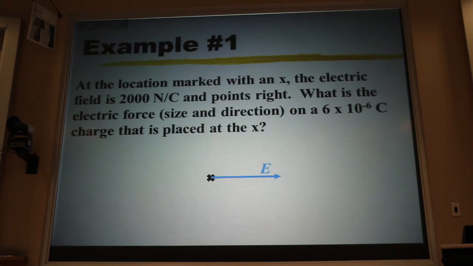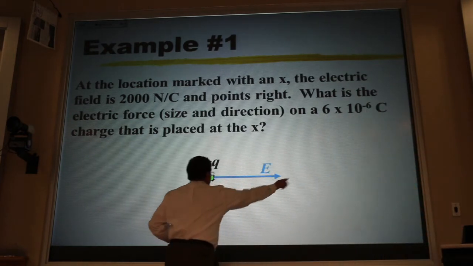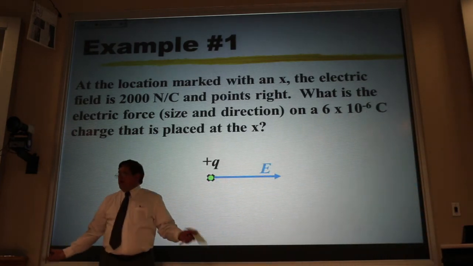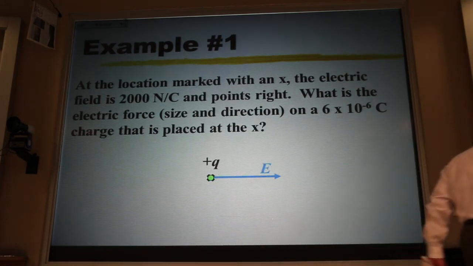What is the electric force, size and direction, on a 6 microcoulomb charge placed at the X? So I place that 6 microcoulombs there. It's positive 6 microcoulombs. What direction is the force going to act? What direction will the red vector point? In the same direction or the opposite direction? Same. If a +1 coulomb is going to be pushed that way, a +6 microcoulombs is just going to be pushed to the right.